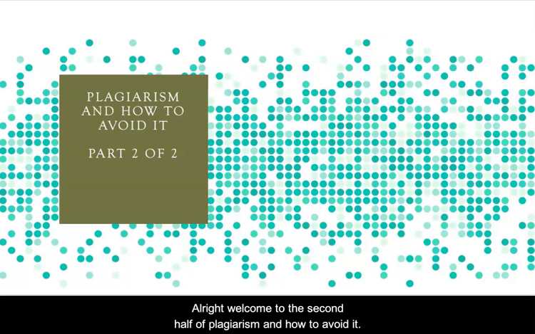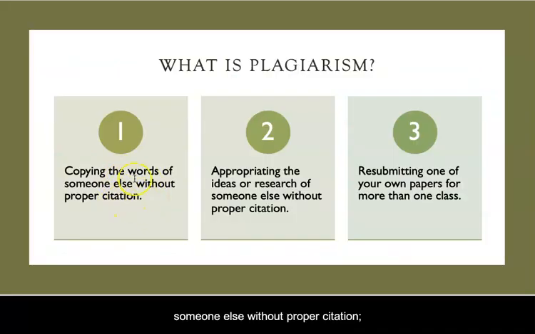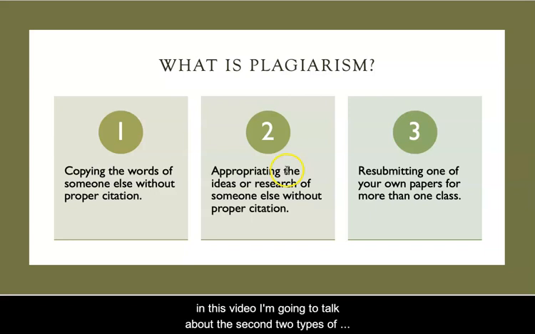All right, welcome to the second half of plagiarism and how to avoid it. In the first video, I talked about copying the words of someone else without proper citation. In this video, I'm going to talk about the second two types of plagiarism. The first is appropriating ideas or research of somebody else without proper citation. And the last is submitting one of your own papers for more than one class.